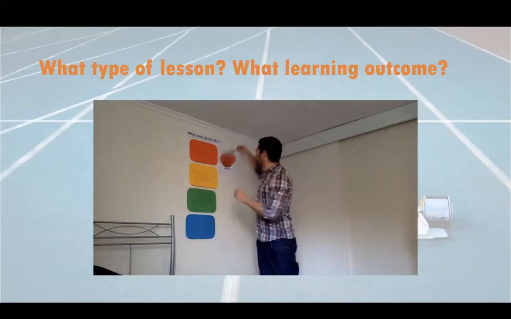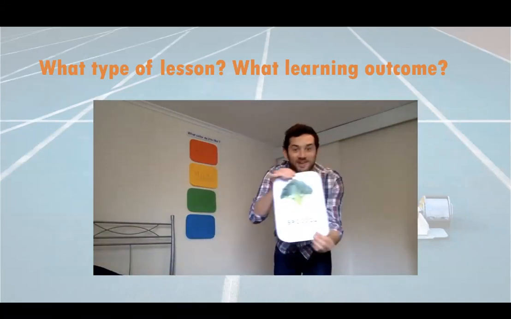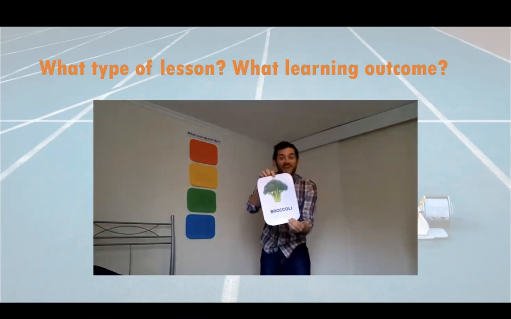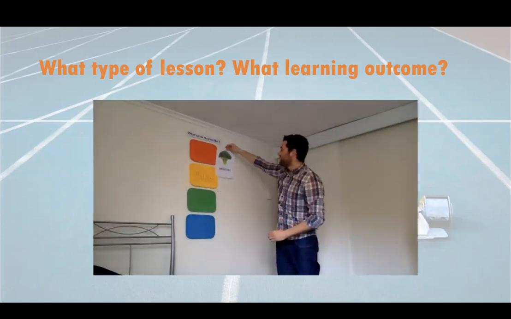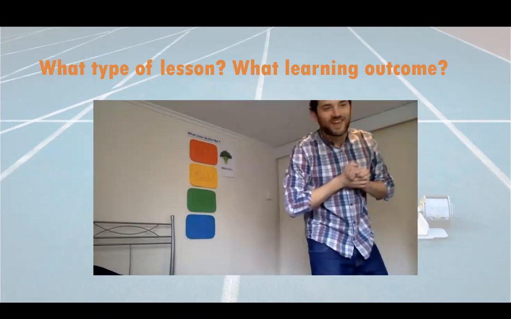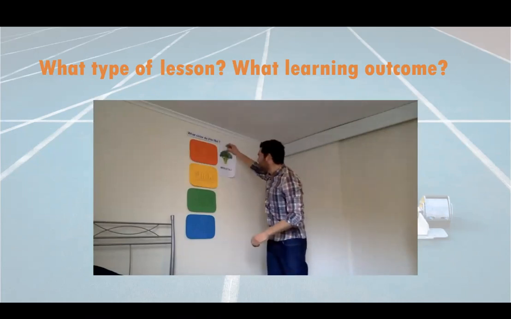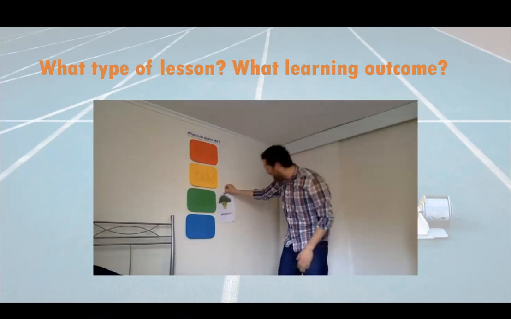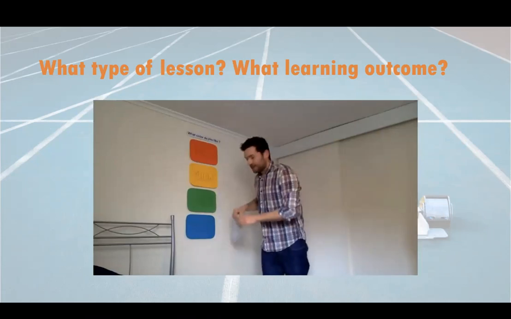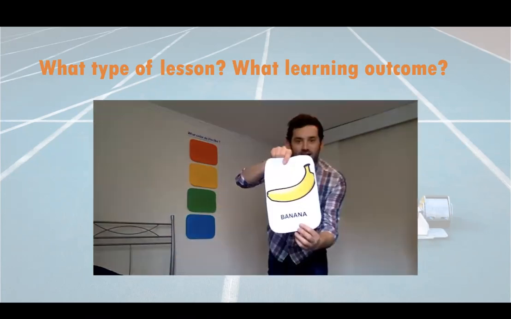Fantastic. Well done. And now we've got a broccoli. Does everybody know what a broccoli is? It's a vegetable, but it is... What colour is the broccoli? Yes, that's right. It's a red broccoli. What's that? No, it's not. No, what colour is it? Green. That's right. Well done. It's a green broccoli. Fantastic. Well done. Brilliant.